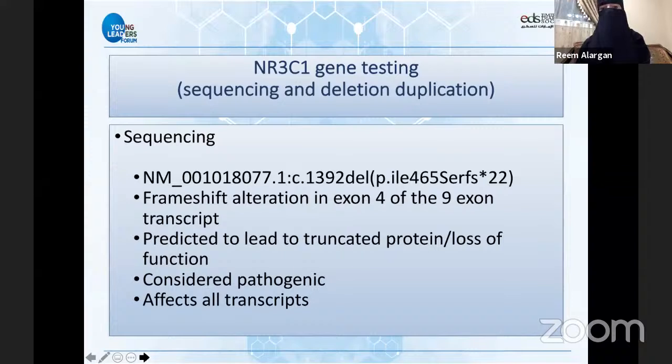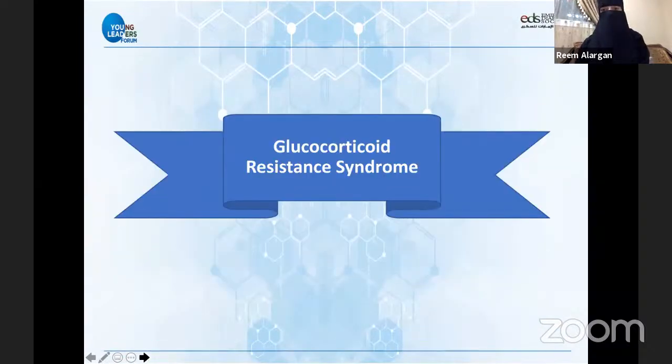She had a frameshift alteration in exon 4 of the 9-exon transcript, and that was predicted to be pathogenic because it led to a truncated protein with loss of function. So the final diagnosis was glucocorticoid resistance syndrome.